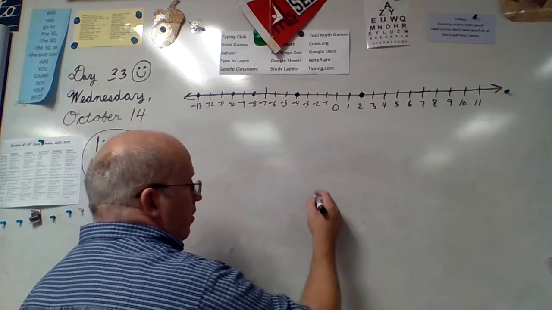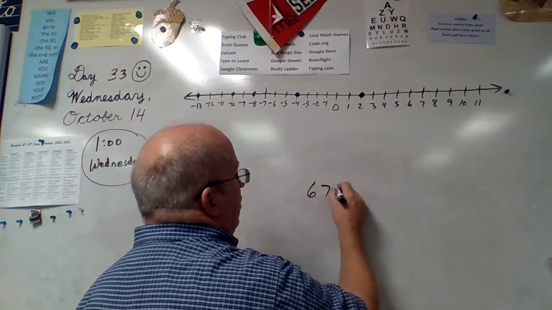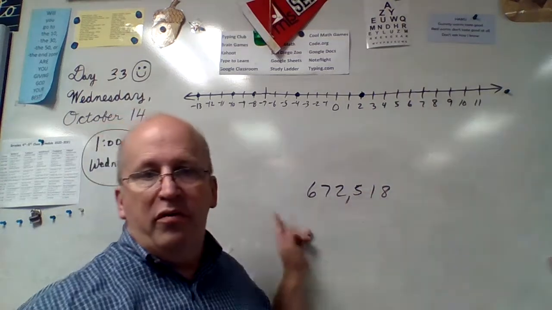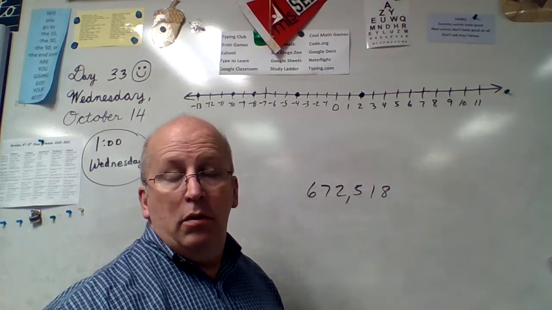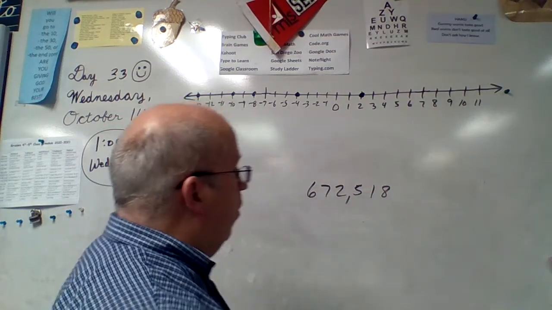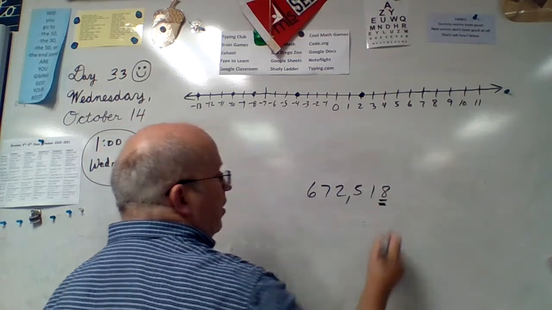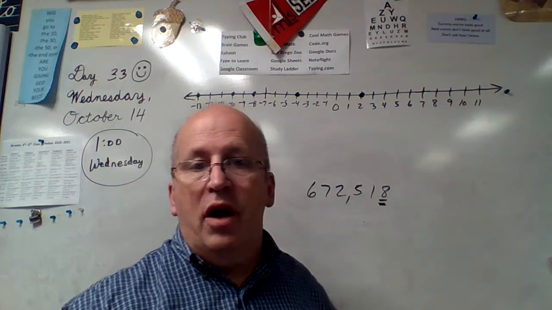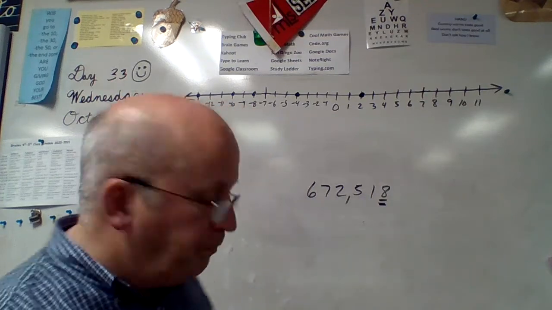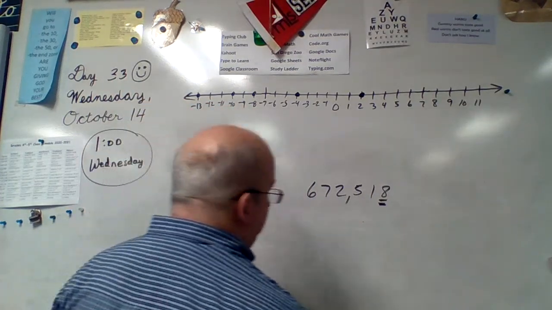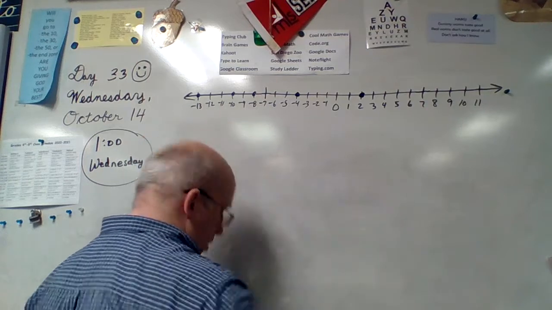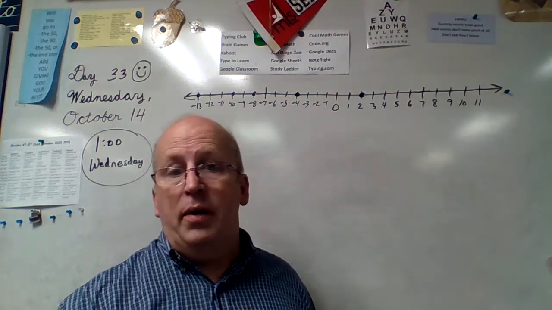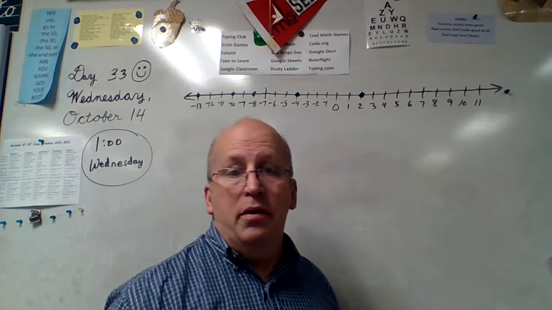So here's another number, 672,518. Is that number divisible by 2? Well, you should be saying yes. Why? The ones digit, 8, is divisible by 2, therefore the entire number would be divisible by 2. How about the divisibility rule for 3? It says, if the sum of the digits is divisible by 3, then the number is divisible by 3.